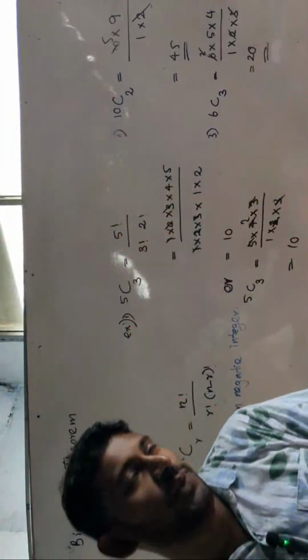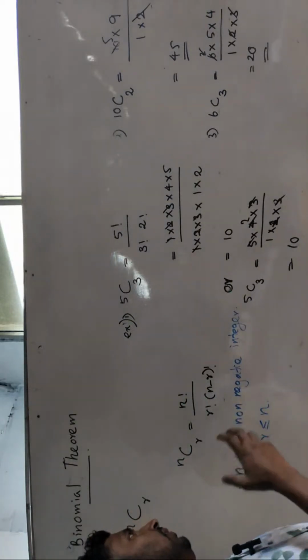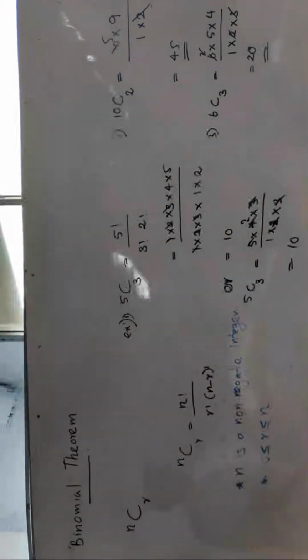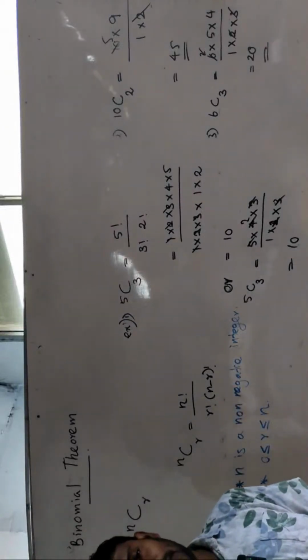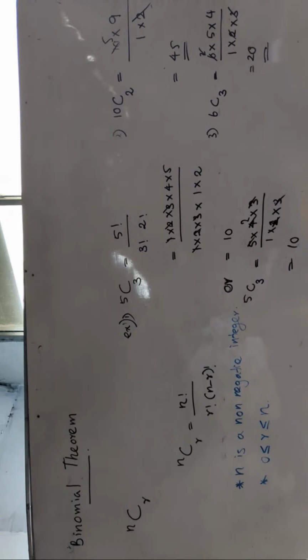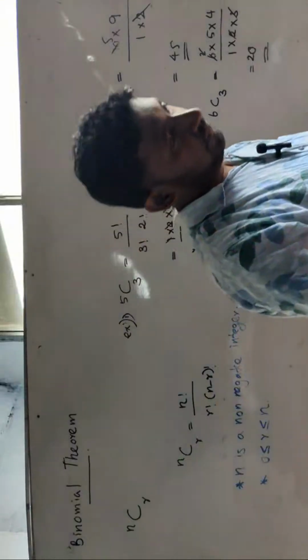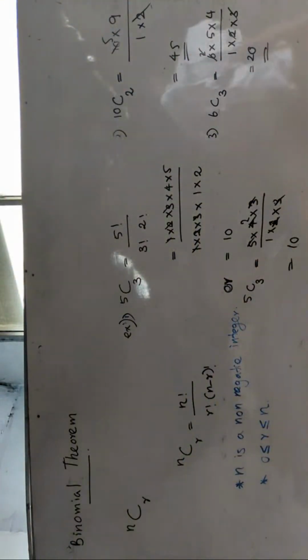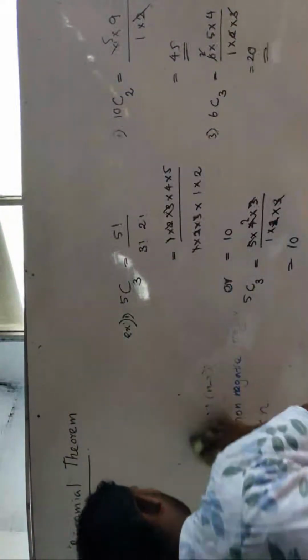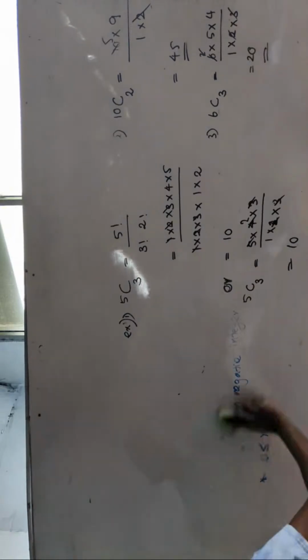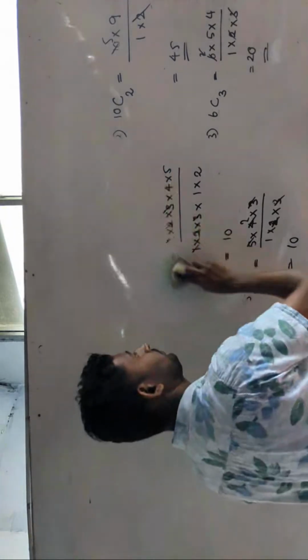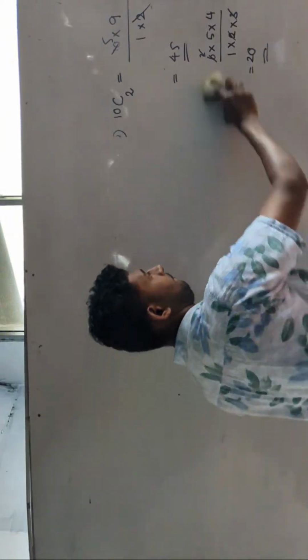Okay, right. So just like that we can find the value of a given nCr value. Now let's go forward. Then we write down the properties of nCr notation. The properties of nCr notation. Okay, right.